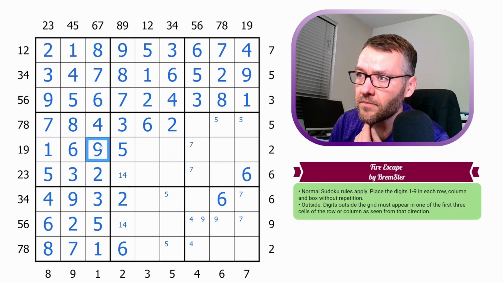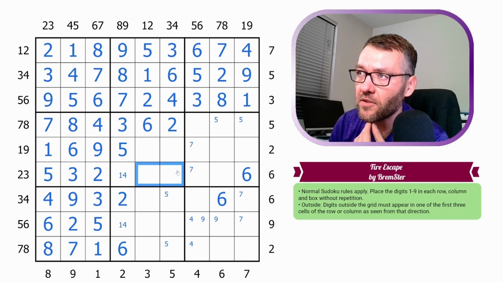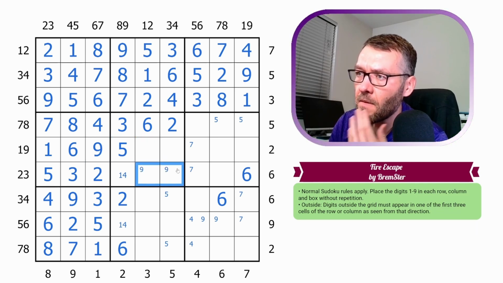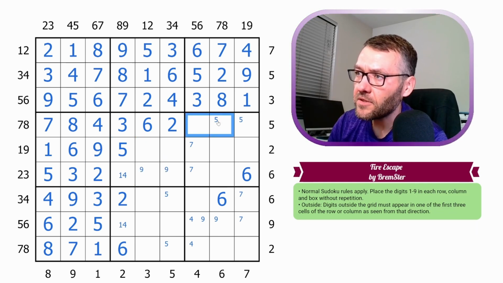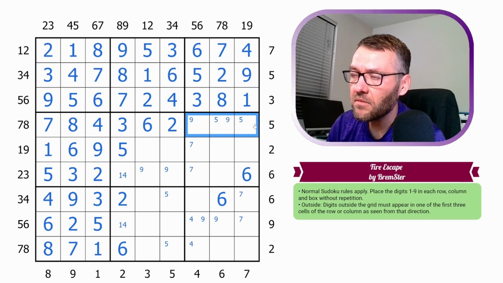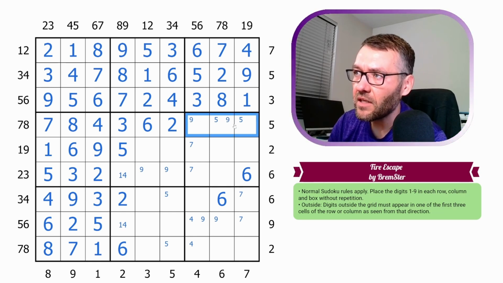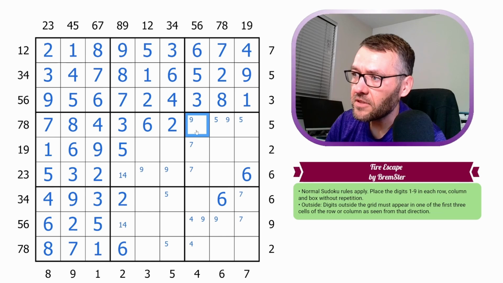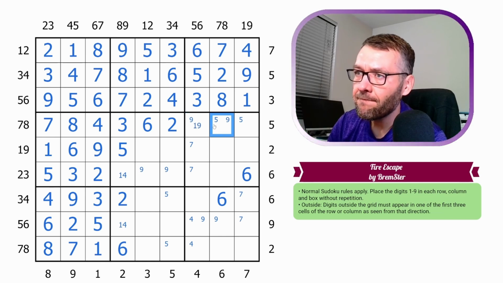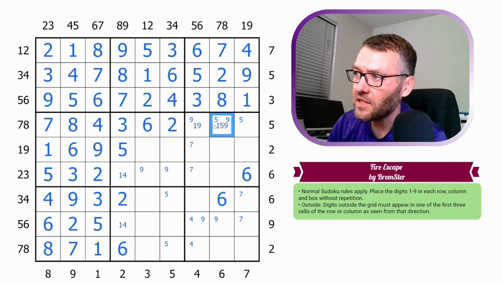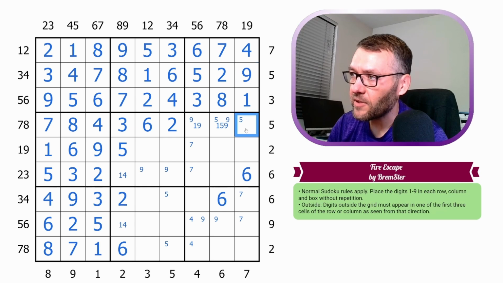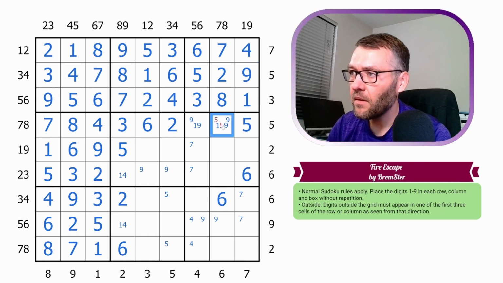Let's see. We need a 9 in here somewhere. 9's going to have to go down here, which places a 9 in one of these 2 spots. In fact, this is a triple up here. We need a 1, 5, and 9. 5 can't go here, so this is 1, 9. This is 1, 5, 9, and this is just a 5 because we already have the 1 and the 5 removed. All right.